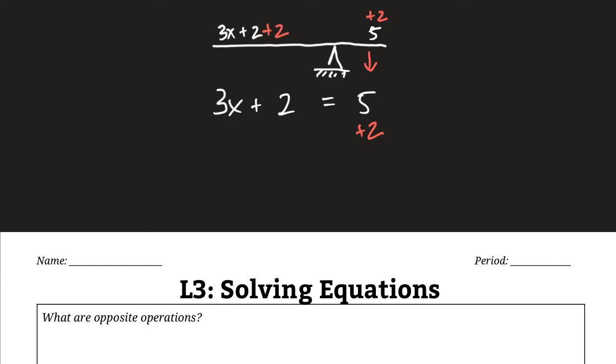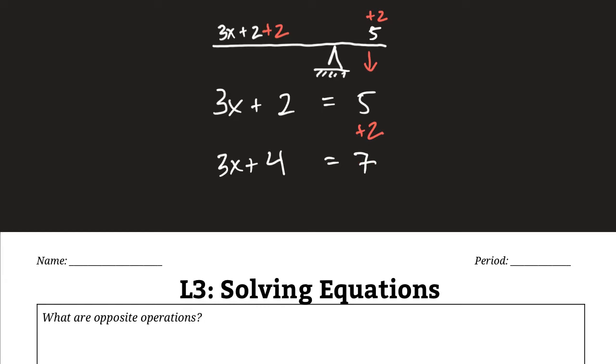So basically what we've done is we've created a new equation where this is going to be 3x plus, well, 2 plus 2 is 4. And on this side, 5 plus 2 is 7. So we've created a new equation that also balances, right? That looks a little bit different than our original one. But the important thing is that we know that the equal sign is still true. What's on the left side and the right side are still equal to each other.